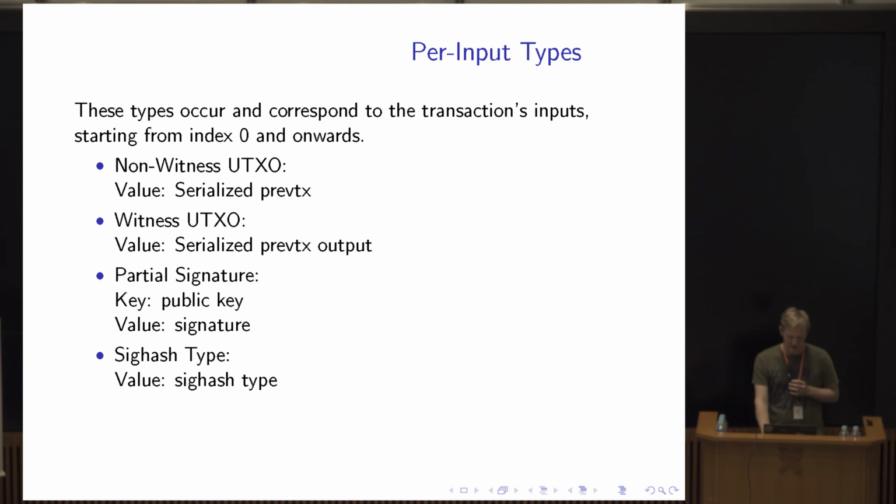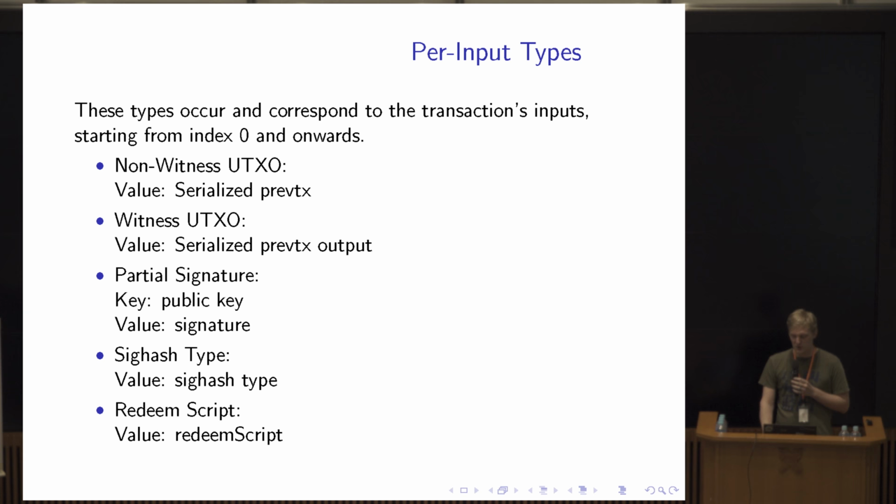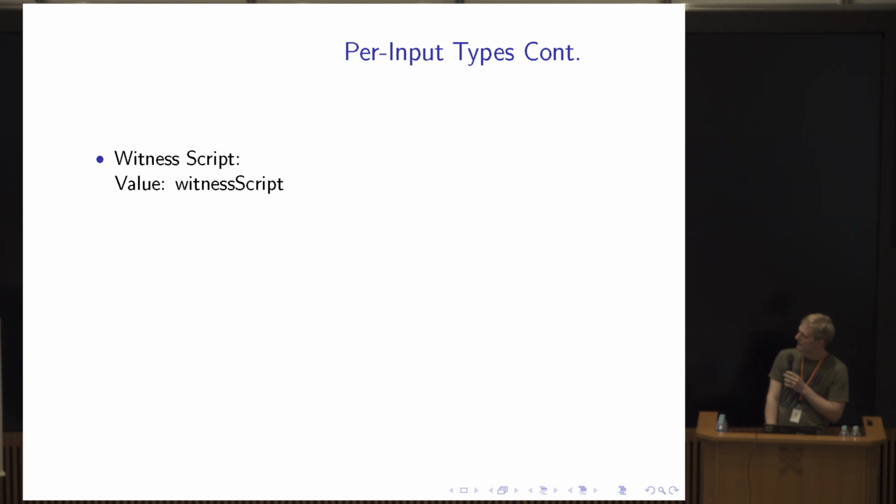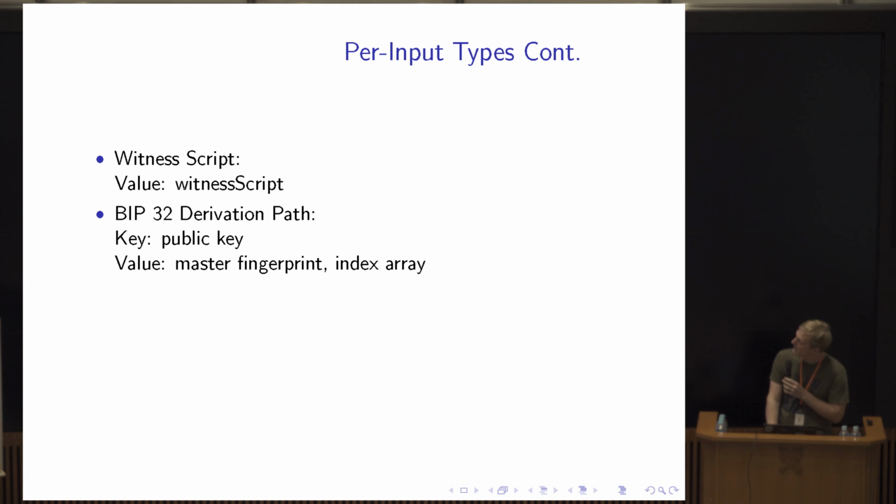The redeem script, which is to do with P2SH, is the serialized script that is then recursively evaluated. There's the witness script, which is the last stack element in segregated witness transaction inputs, that is the script that you'll evaluate. There's BIP32 derivation paths for each input, and in a multisig, it can be any number of them. The key is the public key itself, and the value is the master fingerprint and an array of indexes that gets you there. The master fingerprint is part of the extended public key that you were told about earlier. So it just lets you identify it without cryptographic guarantees. It's kind of weak. It's just, I think, a 4-byte fingerprint.